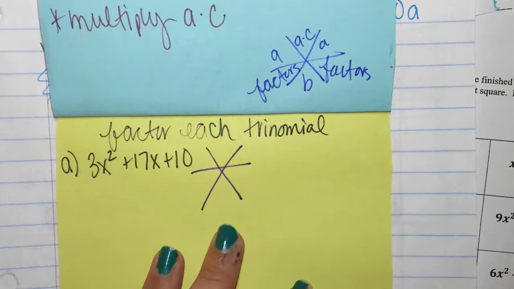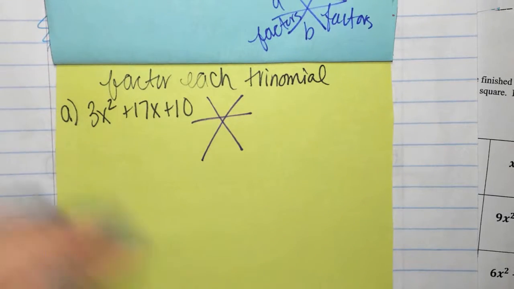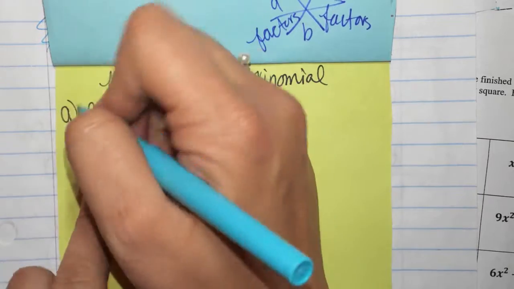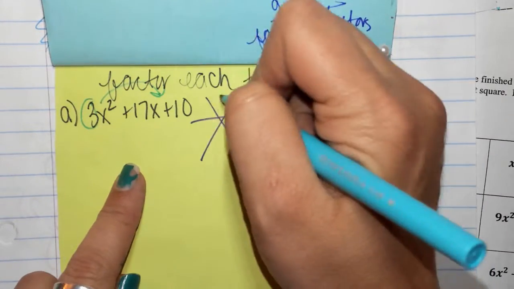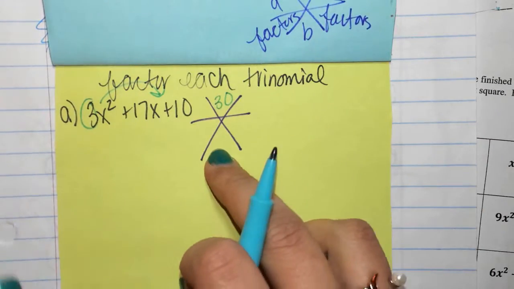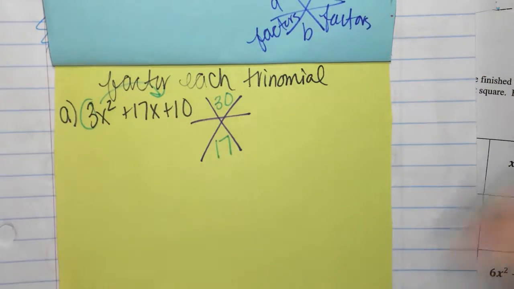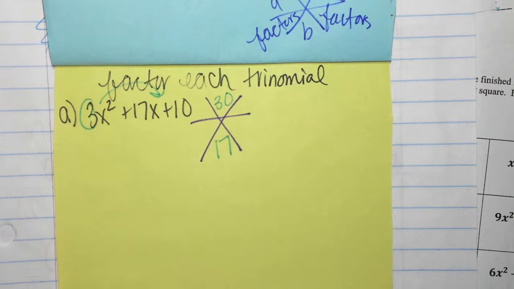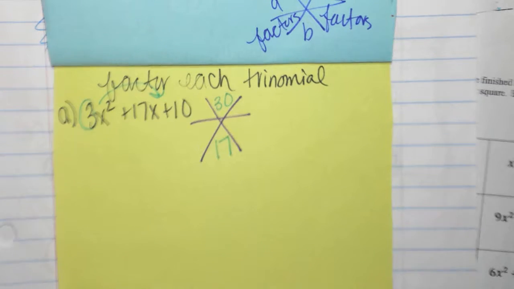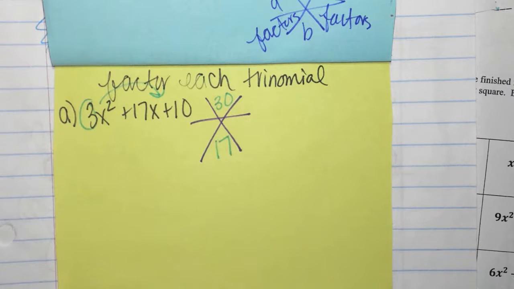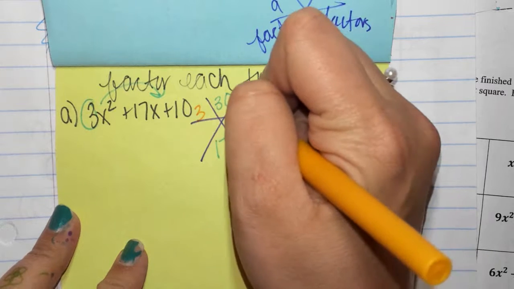Like up at the top it would be 30 since it's 3. Yes, because you would do 3 times 10. So you take your A, you multiply it times 10, and that gives you 30. What goes on bottom? 17. What goes on the sides? 3 and 3, because that is your A.